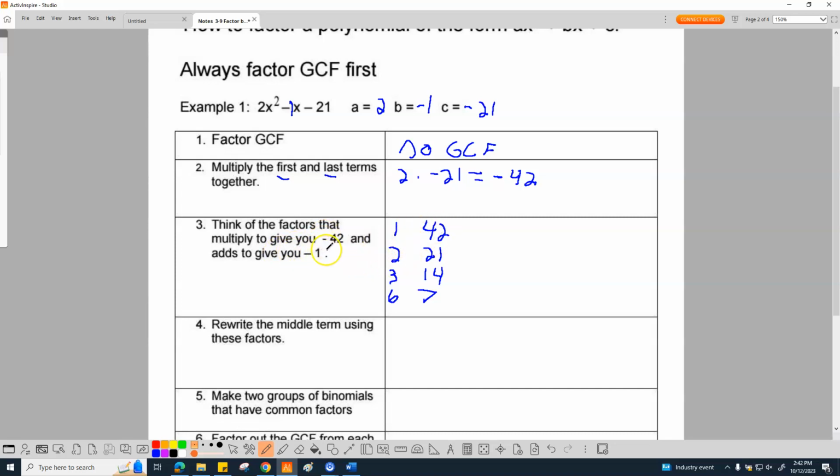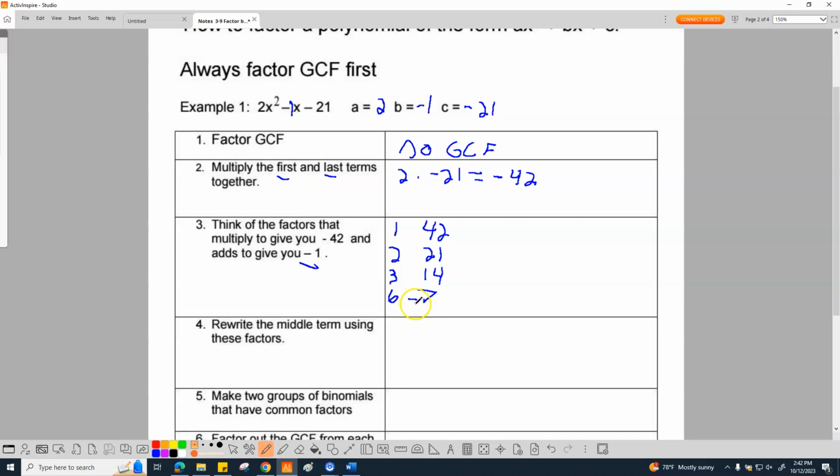So when you look at this answer, you're like, okay, this is a -42 and then this is a -1. What that means is, since this leftover one right here is a negative number, it means that the biggest one is going to have the negative. So we have a -7 and a 6. If you multiplied -7 times 6, you would end up with -42. And if you added 6 and -7 together, you'd end up with a -1.